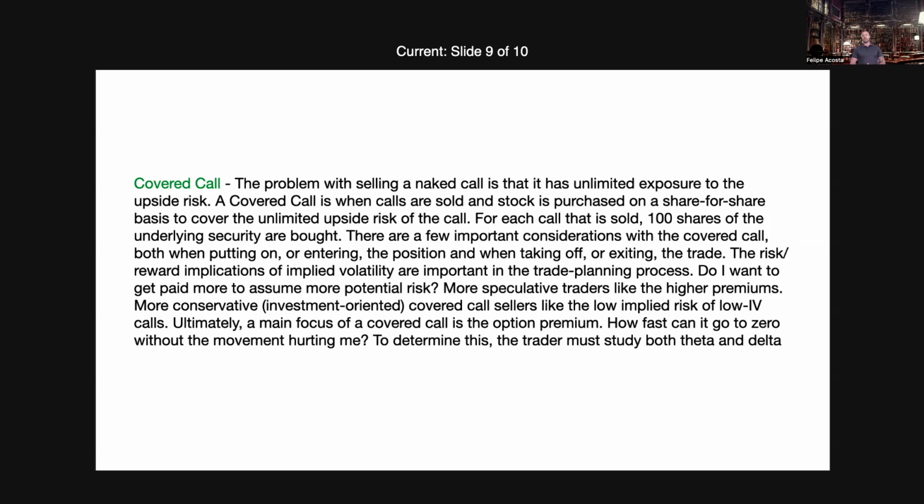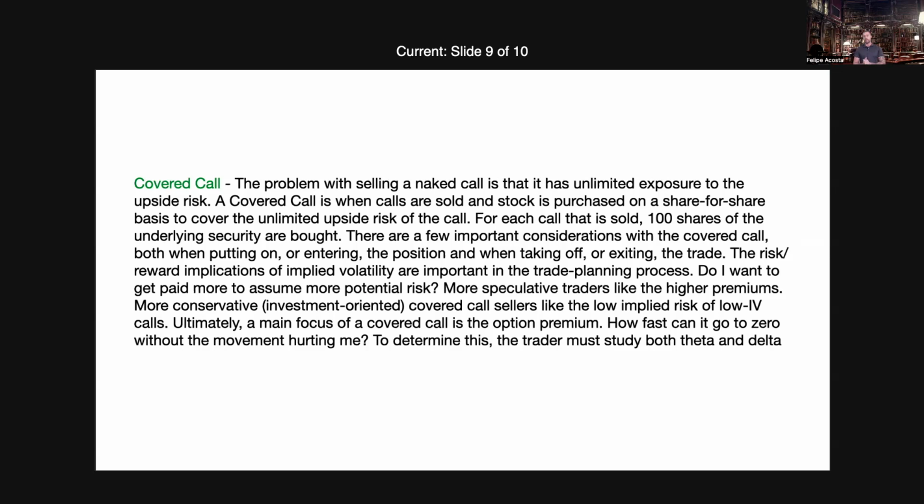More speculative traders like higher premiums, meaning implied volatility is high. More conservative investment-oriented covered call sellers like low implied volatility. So they prefer lower implied volatility, meaning the option premium is less, right? So that covered call is selling for less. Ultimately, a main focus of covered calls is the option premium, because in this case, you're basically collecting, you're generating income as time moves on. Basically, in this case, theta, time decay, is your friend, right?